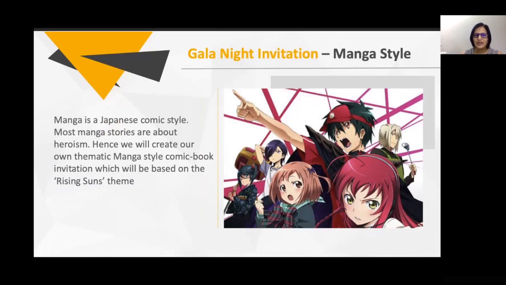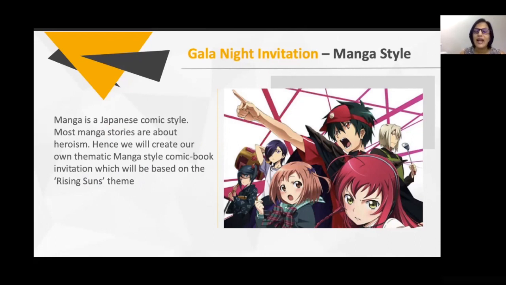Now, if you watch a channel like Cartoon Network, there are these characters which are Japanese cartoon characters, and they have a very typical style of animation, which is called manga. So manga is a Japanese comic style, and most of these stories are all about heroism. You'll have 2 or 3 friends and all these young characters, and they're always fighting evil and trying to win over them. Okay, so it's all about heroes, and it's a very typical style in Japan.